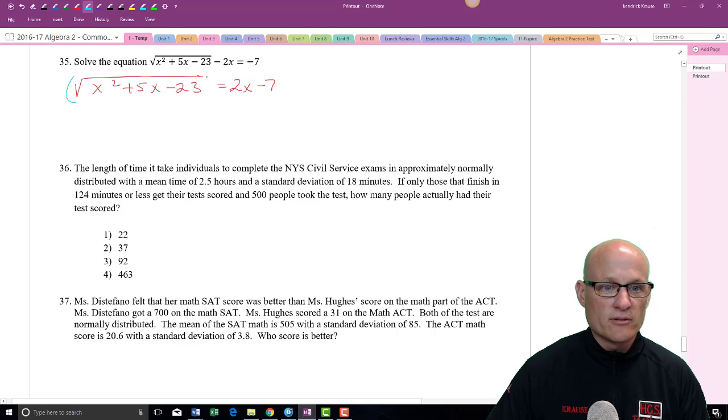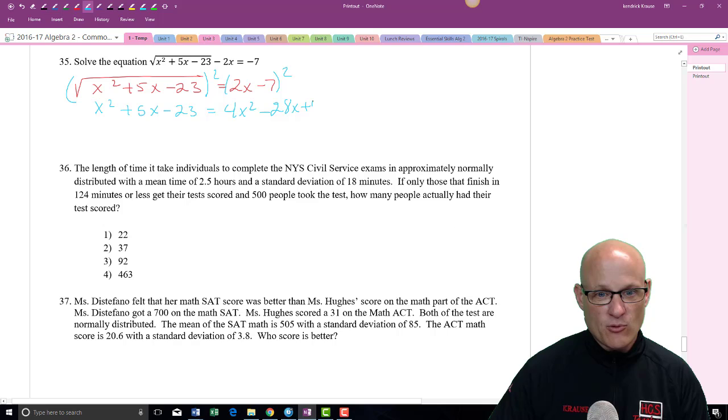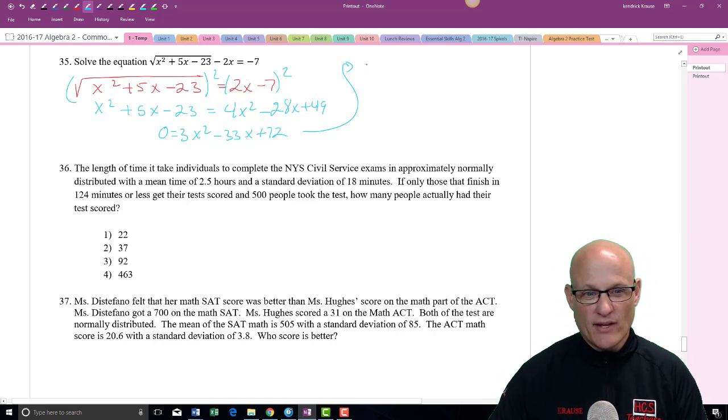This was a little bit different, more difficult. Square and square. So I get x squared plus 5x minus 23 equals 4x squared minus 28x plus 49. Bring everything to the left side, to the right side. 3x squared minus 33x plus 72. What I notice about those is, and that's why I was just hesitating, a 3 goes into all of them, so I can take a 3 out, make my life even easier. x squared minus 11x plus 24. I got simple factoring.